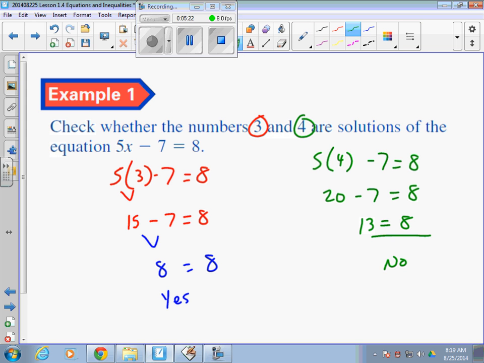Now when we get to inequalities in a minute, you can have more than one solution because it's going to count all the numbers that are either greater than or less than. But when we're talking about just equations like this, it can only be one number.